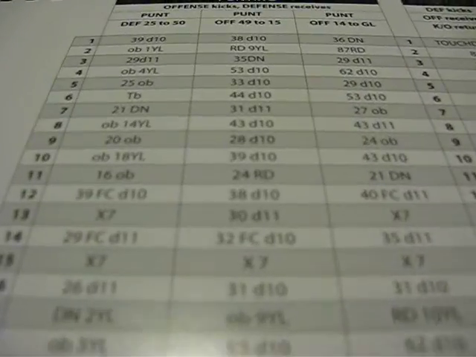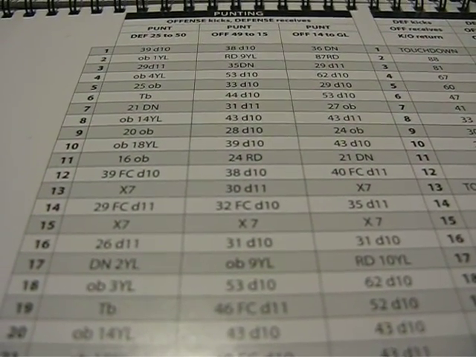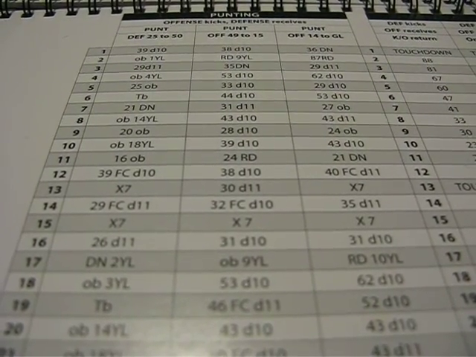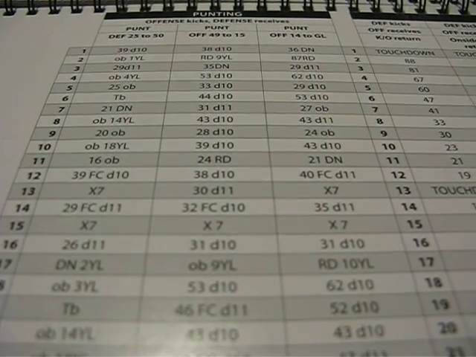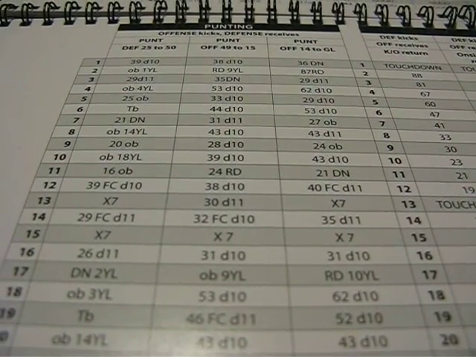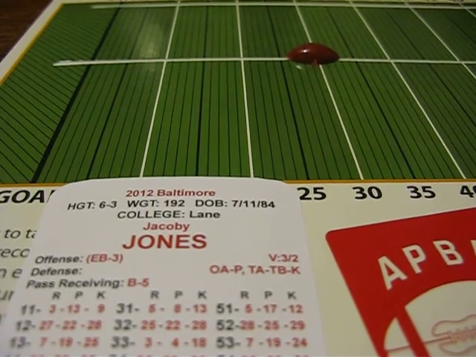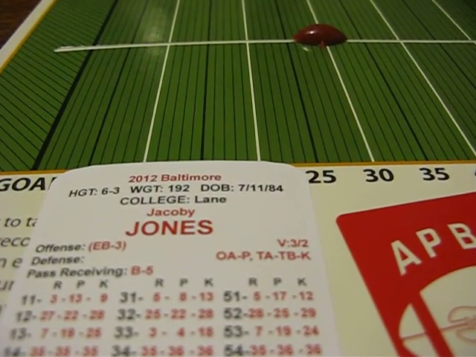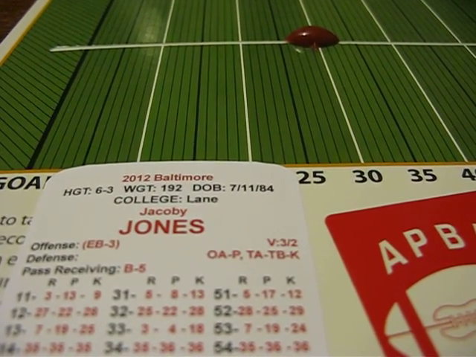Now, the boards indicated, there's 19, 46 FC D11. You see how you have a D10 at 18 and a D11 at 19? D10 means the returner is the TA carded player. The D11 means it's the team carded TB player. Well, Jacoby Jones is both. So he's the one that caught the punt. All right? He's the one that had the fair catch right now.